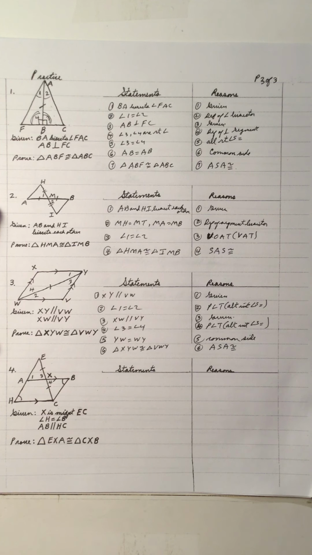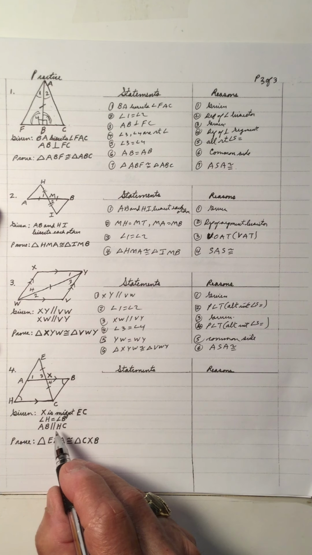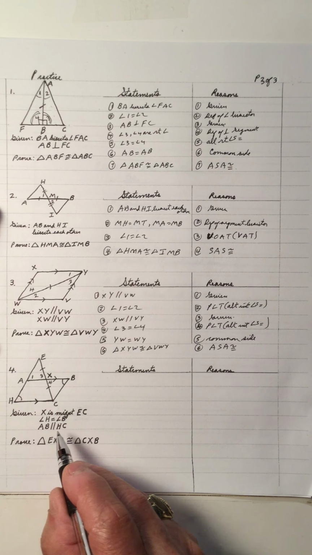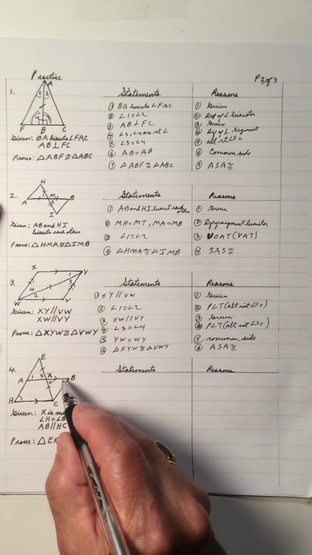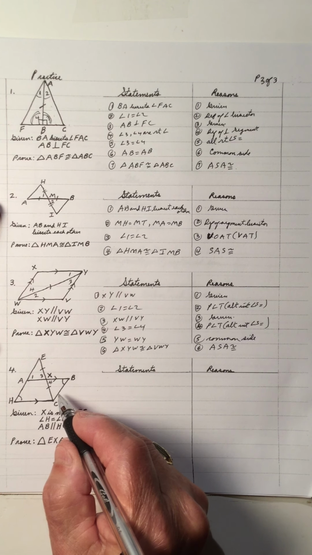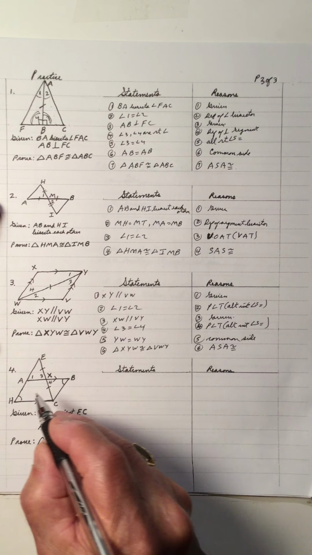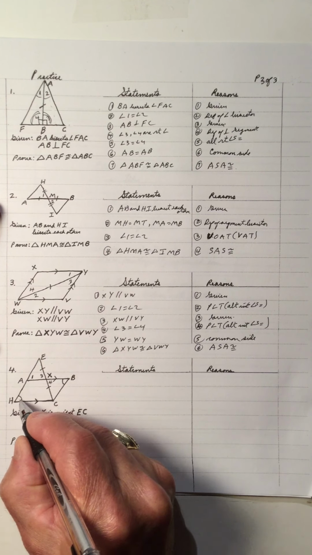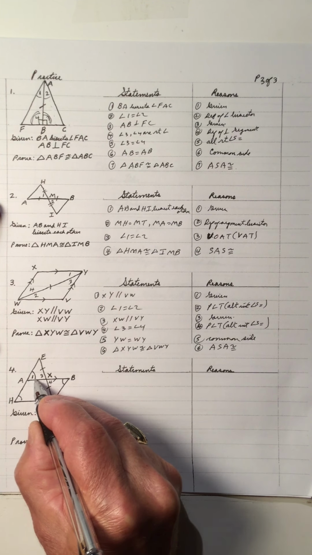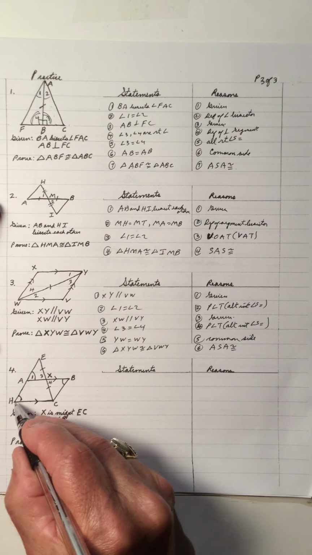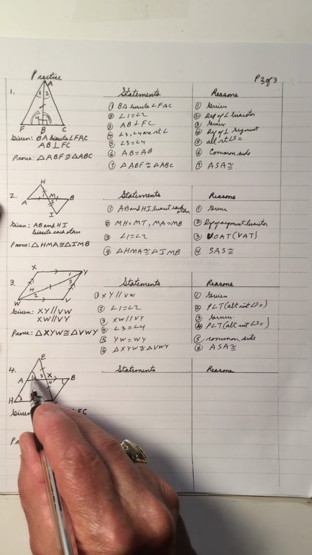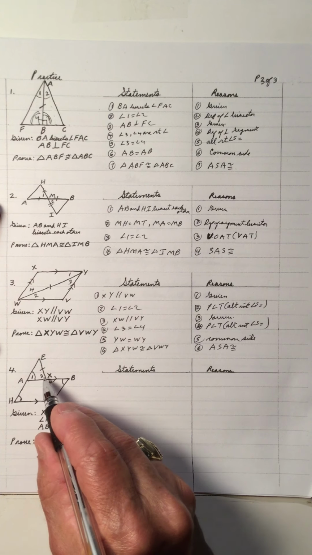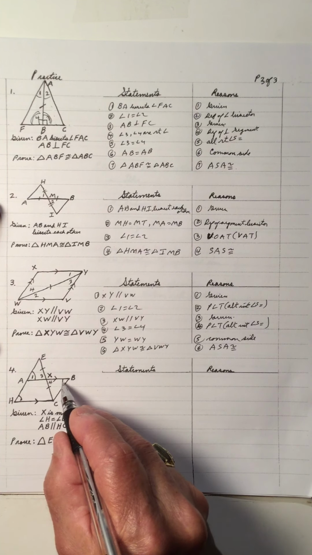I need another angle. So why did they give me the parallel lines? Parallel lines gives me a pair of angles equal. So I got H is equal to B. These are parallel lines, so angle 1 is going to equal angle H, corresponding angles equal. So if H is equal to B and 1 is equal to H, that means 1 is equal to B, transitive. So now I have these pair of angles, these pair of angles, and the sides.